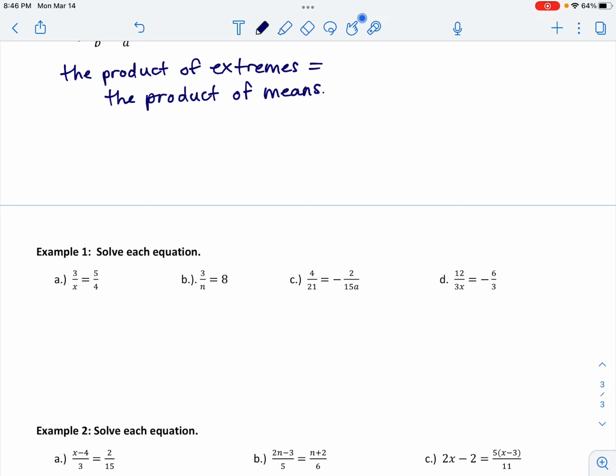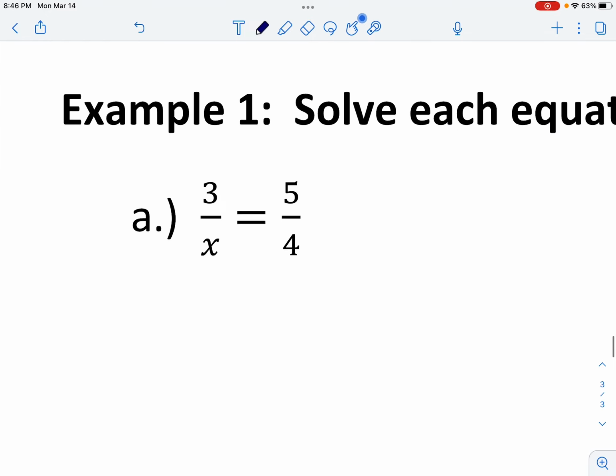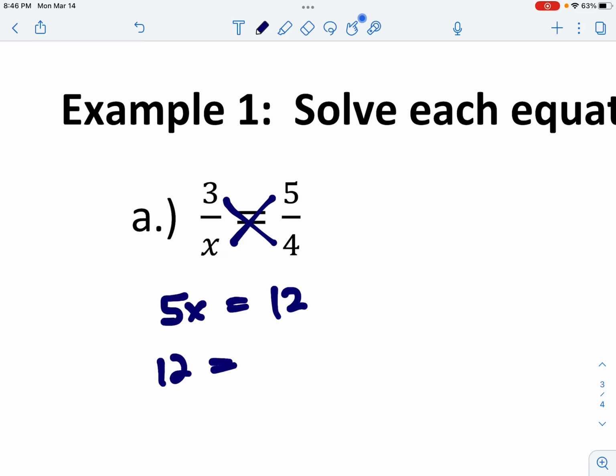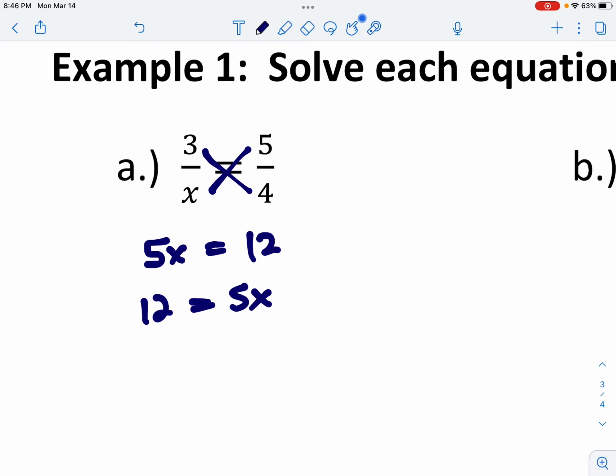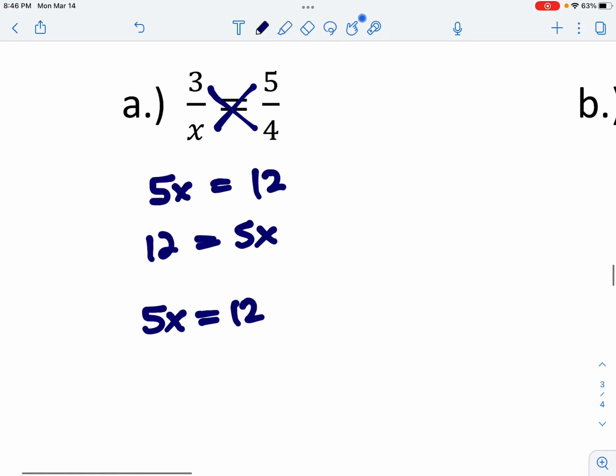All right, solve each equation. We all know how to solve proportions, or at least we should. Remember, we cross multiply. I have 5 times x, which is 5x, equal to 3 times 4, which is 12. It doesn't matter which side I multiply or which order I put it in, as long as I have the right numbers multiplied. So 5x equals 12. I divide both sides by 5, and I get x equals 12 over 5.